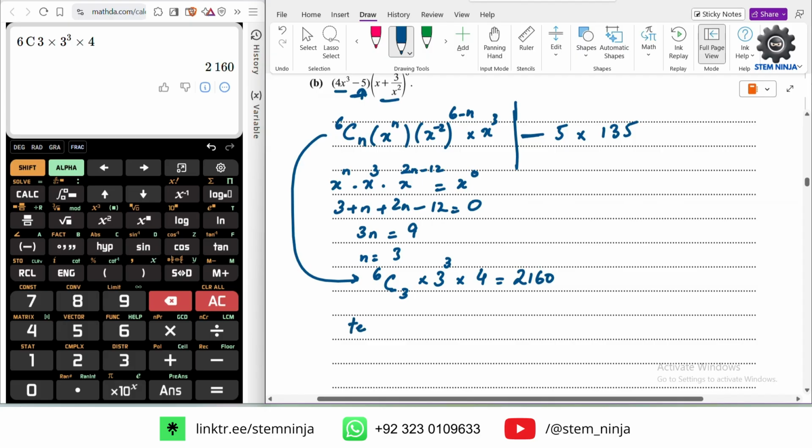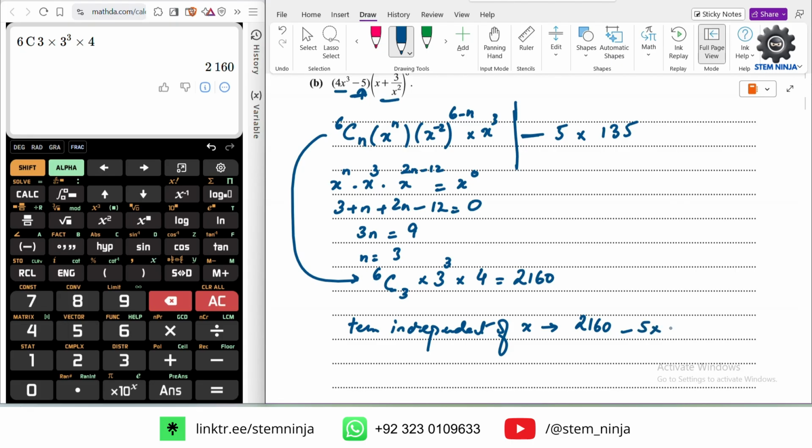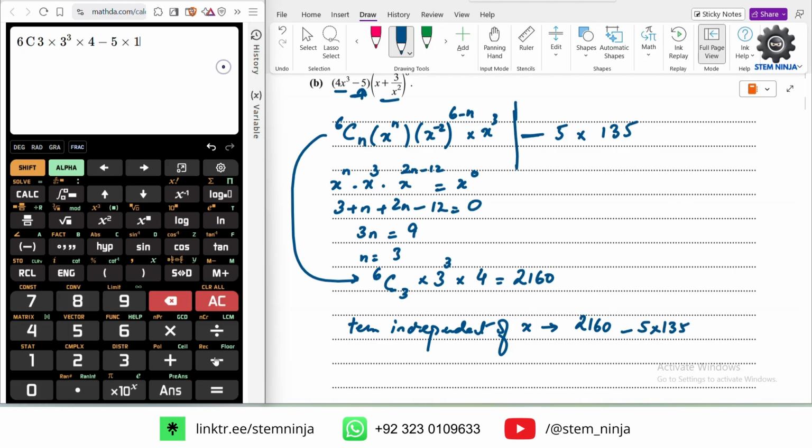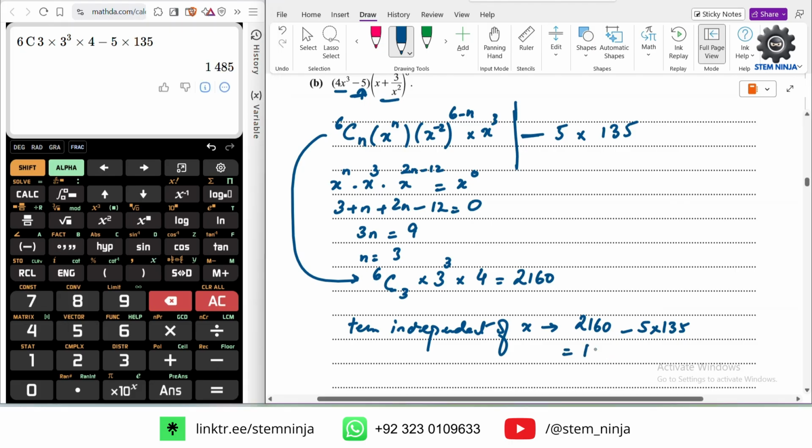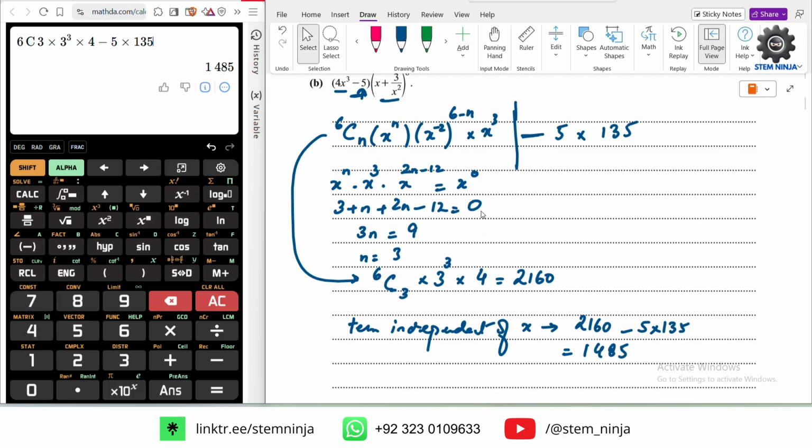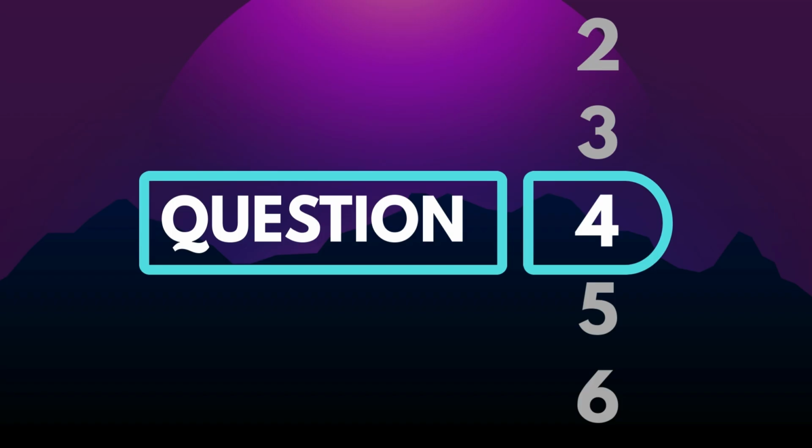So the term independent of x is 2160 minus 5 times 135. That is 1485. And that's about it. Let's move on to the next question.